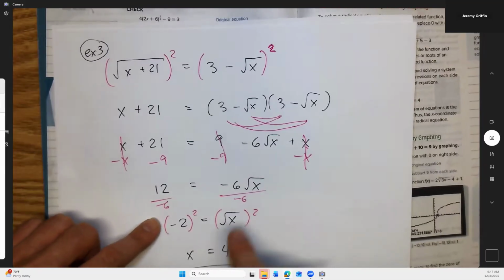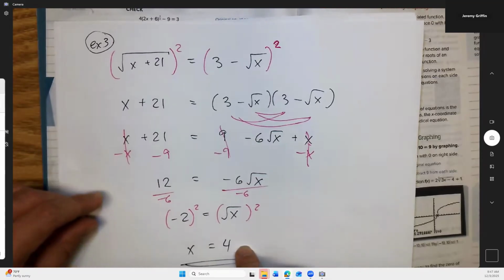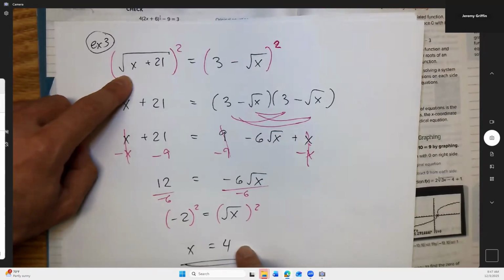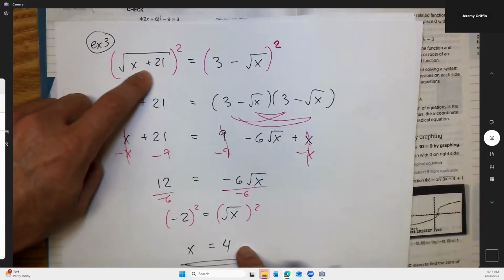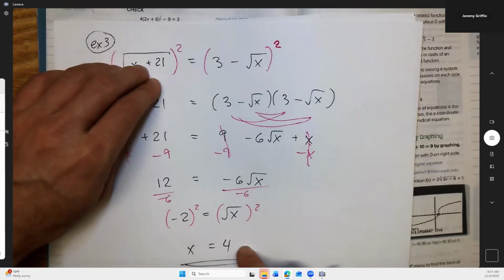there are negatives flying around and square roots. So careful. I might suspect that I wonder if this is extraneous. Let's check. Let's put 4 into the original statement. Guys, what's 4 plus 21? 25, and the square root of 25 is 5. Okay, so let's hold on to 5 over here.